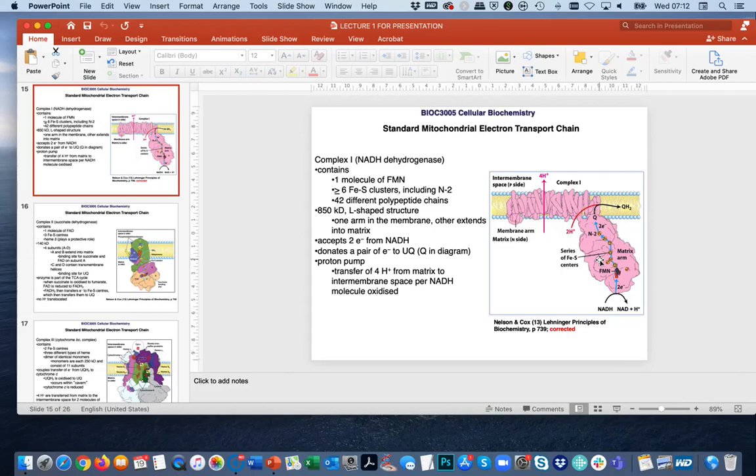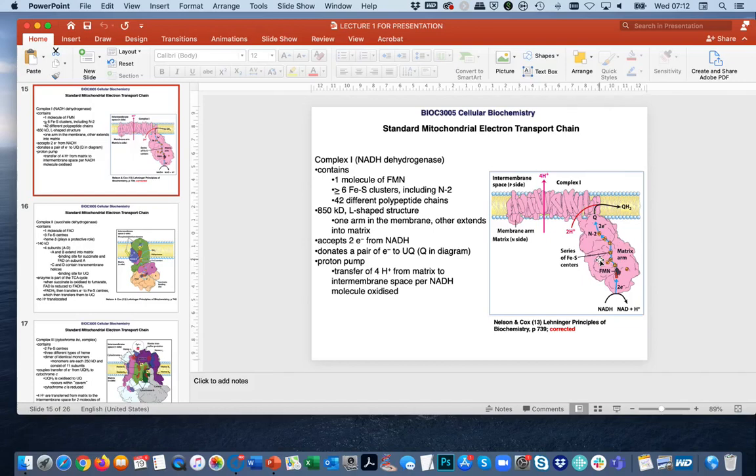I don't expect you to remember that kind of detail. It's putting it in context, okay? Complex 1, the NADH dehydrogenase, is a big multi-subunit protein complex, okay? That's what this slide is all about.